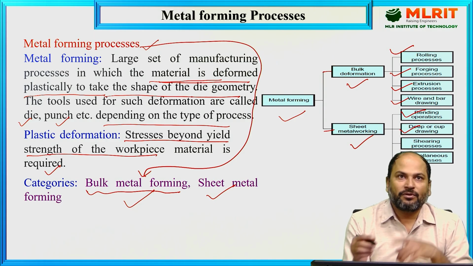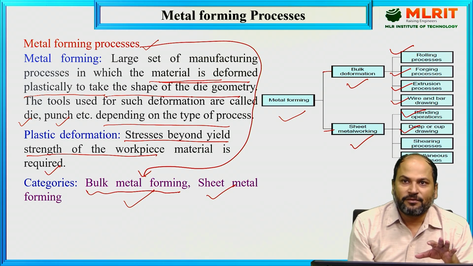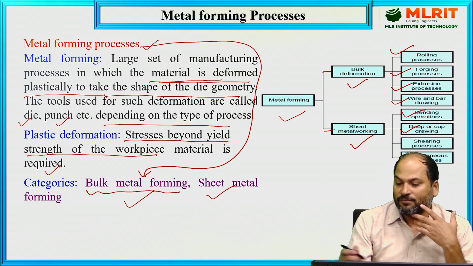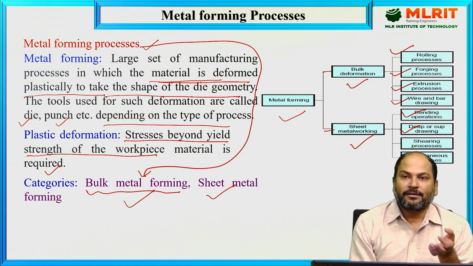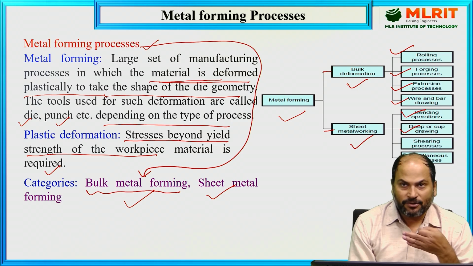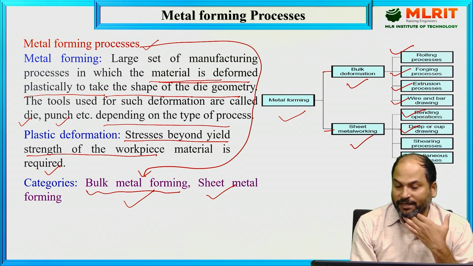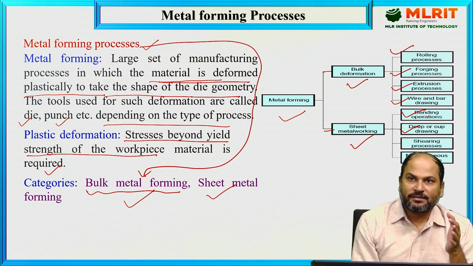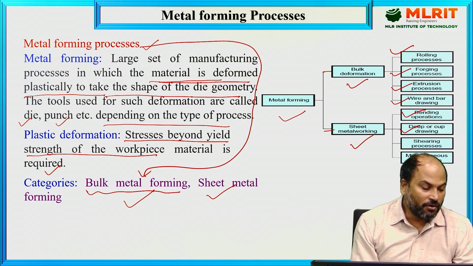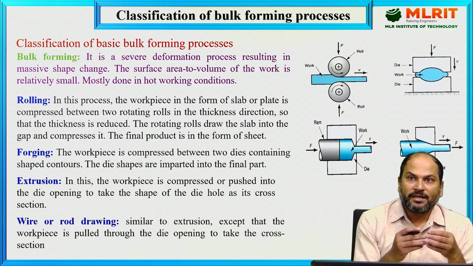So metal forming is classified in two parts: bulk deformation and sheet deformation. In bulk deformation, according to our syllabus, we have rolling, forging, extrusion, and wire and rod or bar drawing. And in sheet forming, we have bending, deep or cup drawing, and then shearing. Different shearing operations are there. One by one, we'll take these and discuss all these processes. So in the classification of bulk forming processes, bulk deformation is a severe deformation.